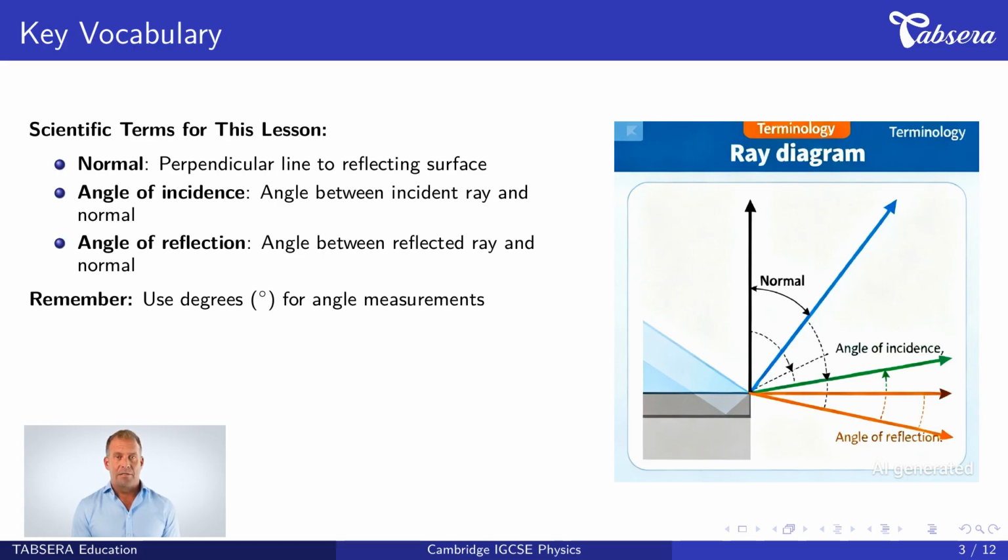Third, the angle of reflection is the angle measured between the reflected ray and the normal. The reflected ray is the light ray bouncing off the surface. All angles are measured in degrees, using the symbol for degrees. Understanding these terms precisely is crucial for examination success.